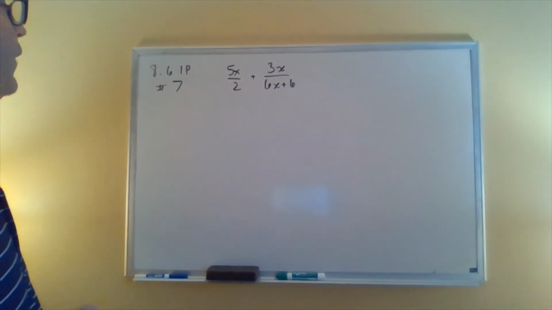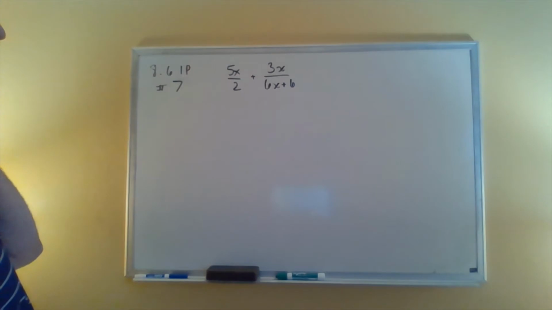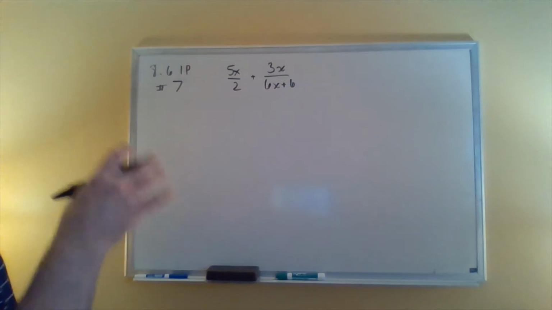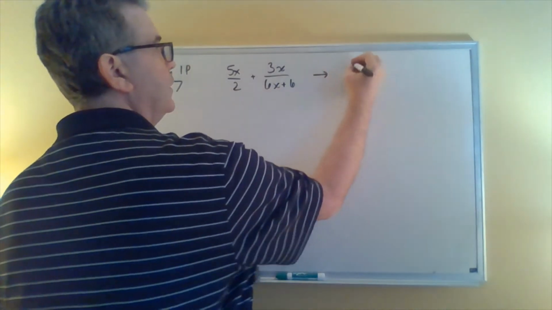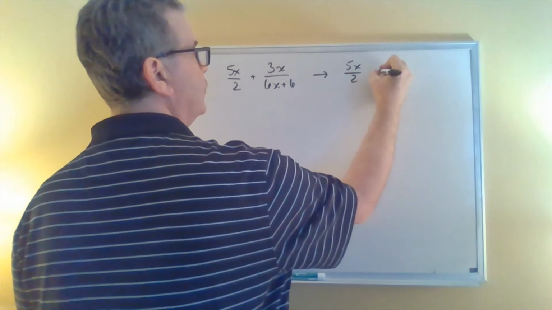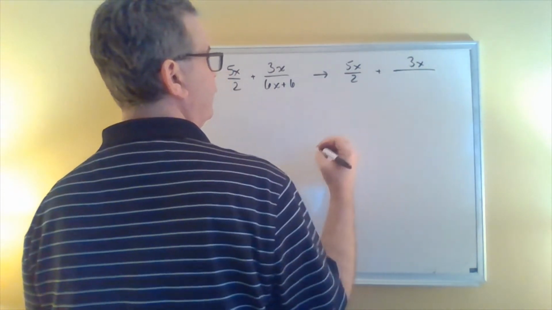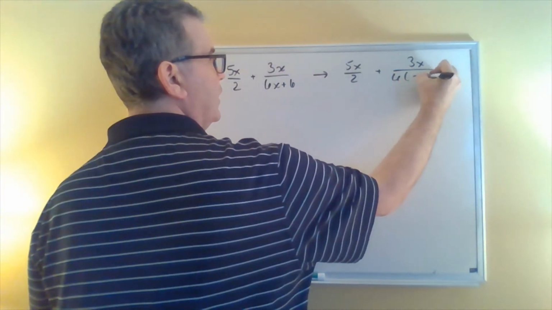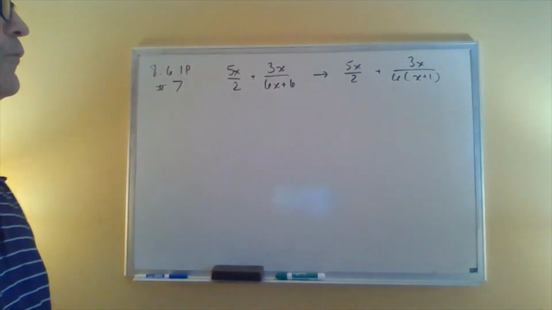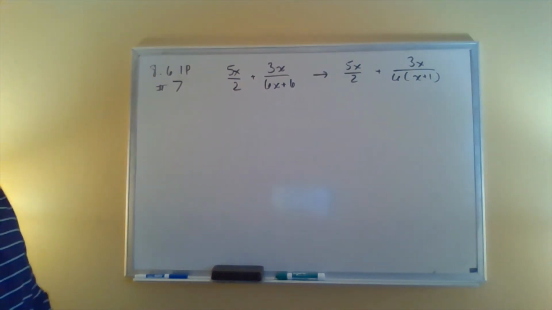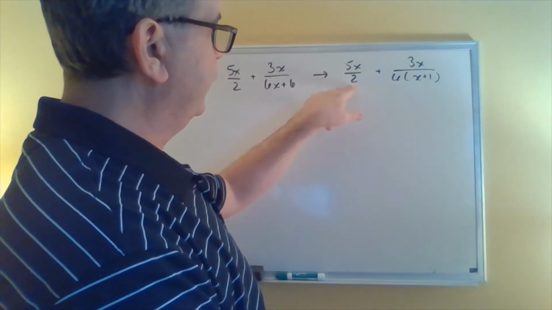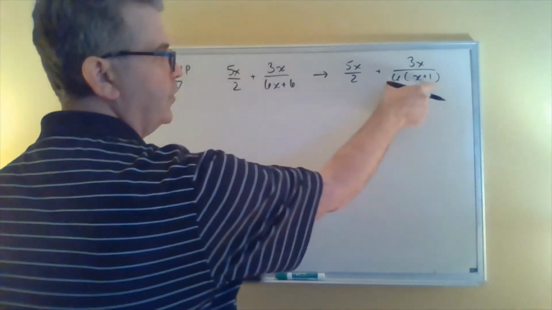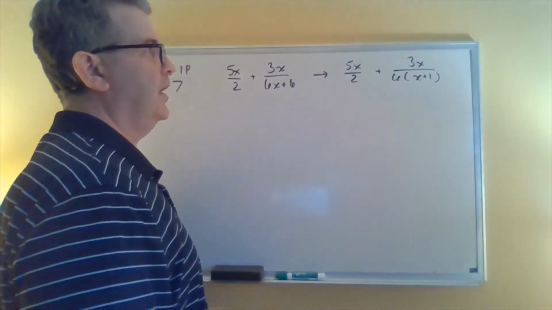Okay, number 7, we are given 5x over 2 plus 3x over 6x plus 6. So our first step is to factor each denominator completely. So I'll have 5x over 2 plus 3x over, I'm going to factor the greatest common factor on my denominator there. I'm going to get 6 times x plus 1. Now I've got to look for my common denominator. So I have the 2 here. If I were to multiply this 2 times 3, in parentheses x plus 1, this is going to be my common denominator here, 6 times x plus 1.